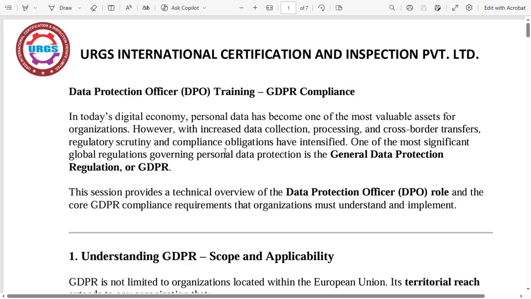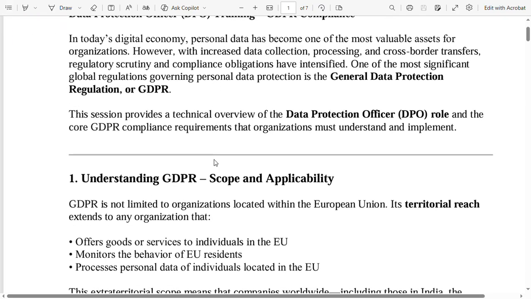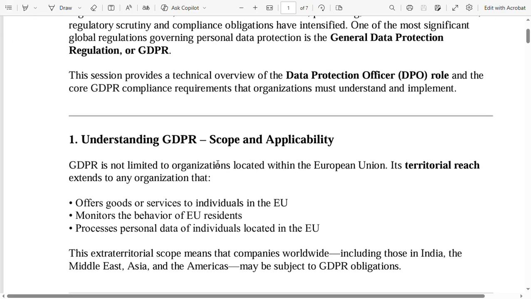One of the most significant global regulations governing personal data protection is the General Data Protection Regulation, or GDPR. This session provides a technical overview of the data protection officer role and the core GDPR compliance requirements that organizations must understand and implement. First, understanding GDPR scope and applicability.